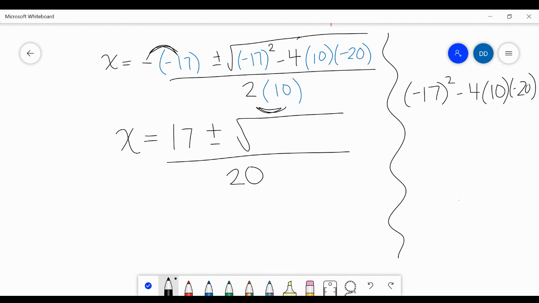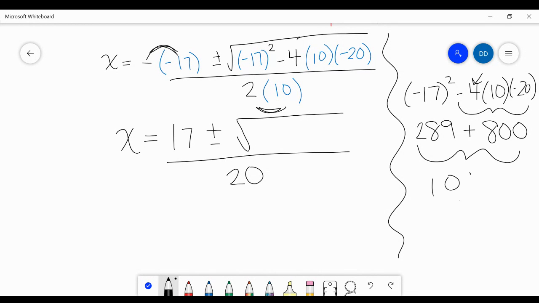Now, negative 17 squared. A negative times a negative is positive, so that gives us 289. And then I'm going to multiply all of these together. I'm going to treat this like a negative 4. So negative 4 times 10 times negative 20. That gives us a positive 800. When we add these together, we're going to get 1089. That's the number that goes inside our radical.